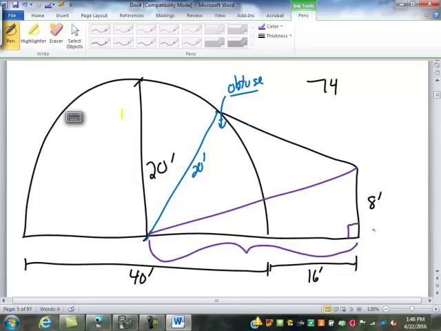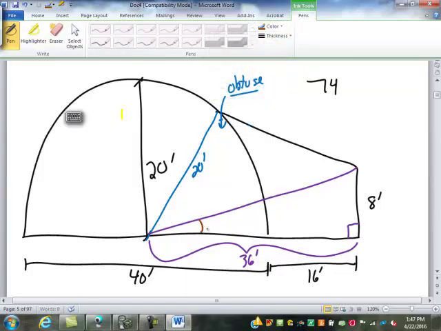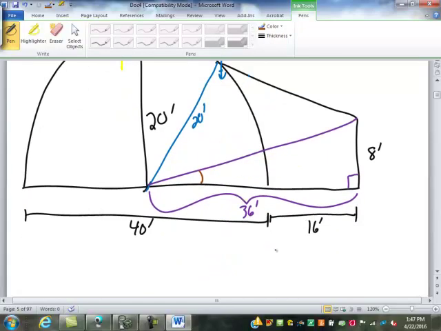Do I know that distance there? 36. Good. Half of the 40 is 20, plus the 16 makes 36. Well, I already know then everything I need to know about that triangle right there. First of all, can I find this angle here? Yeah, that angle is going to be the inverse tangent of, what's the opposite side? 8, adjacent side? 36.